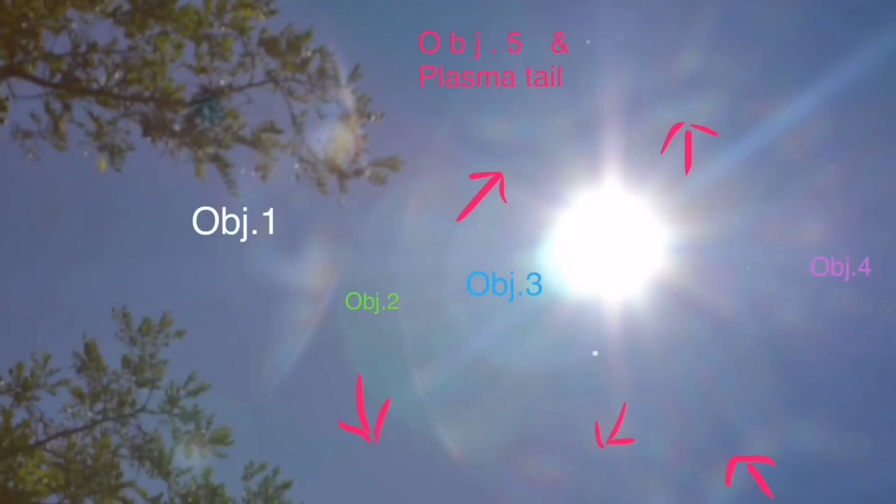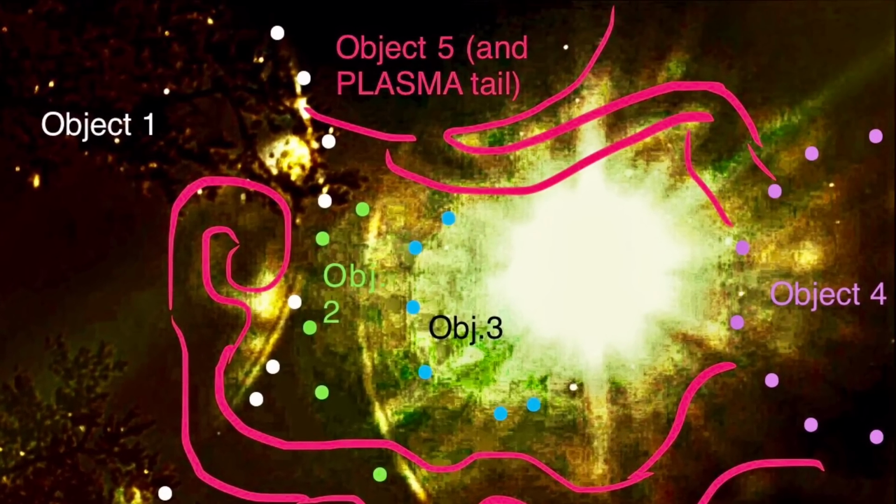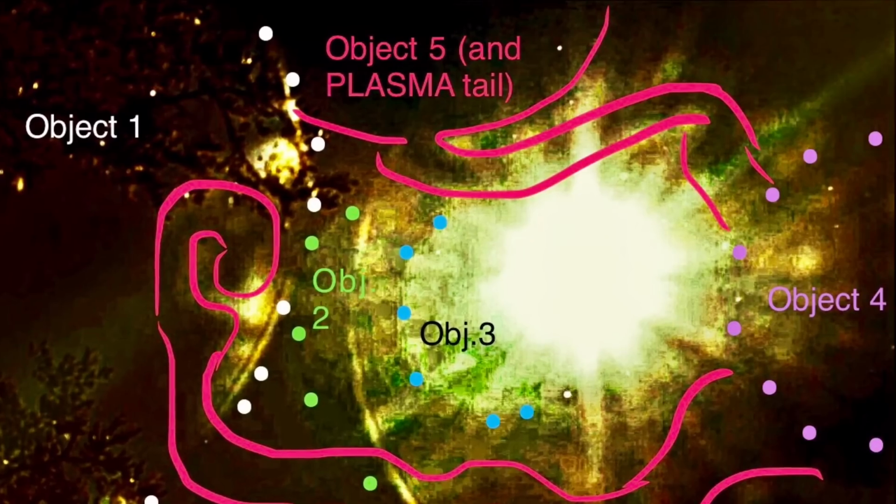Do you see where it says Object 5 and Plasma Tail at the top? And the red arrows? Those are pointing to what appears to be a plasma tail that circles around with other objects. Just take a really close look at these pictures. Just see the difference in the patterns. I mean, that's not a lens flare. Maybe it's a lens reflection of something we just can't see unless under the right lighting conditions.